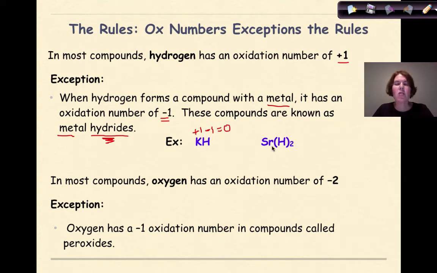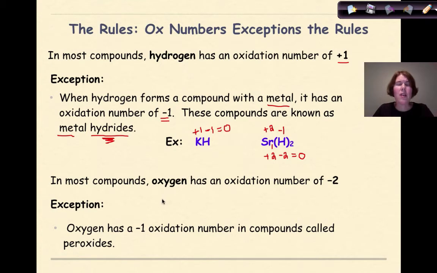Same thing over here. Strontium is a group 2 metal, so strontium is going to be plus 2. Hydrogen is going to be minus 1. I think about my subscripts here. There's an assumed 1 right here, so 2 times 1 gives me plus 2. Negative 1 times 2 gives me negative 2. And the whole thing is going to equal 0.